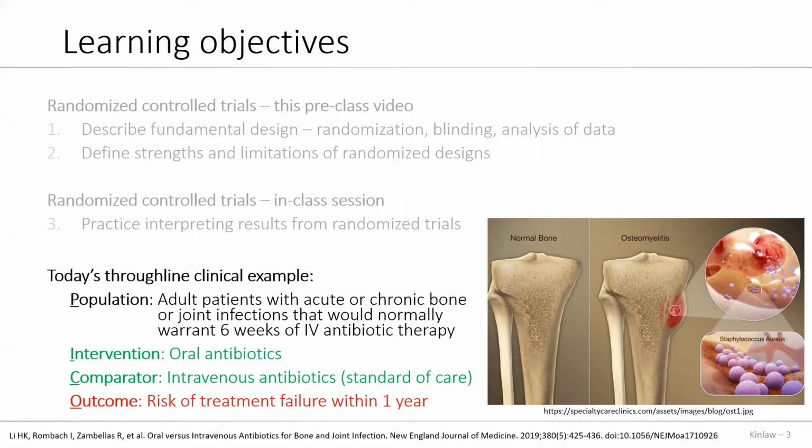In this example trial, the intervention and comparator are treatment with oral antibiotics versus a comparator of intravenous antibiotics, which was the standard of care. The hypothesis of the investigators is that oral antibiotics will not be any worse at delivering positive treatment outcomes than intravenous antibiotics. The outcome of interest in this study is treatment failure within 1 year, meaning that the infection was not resolved.